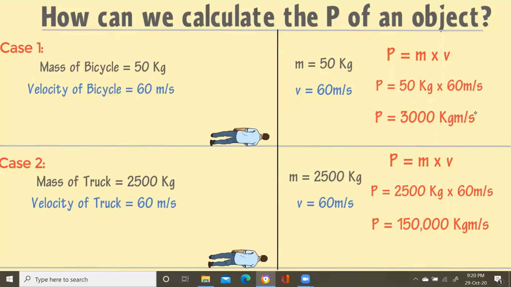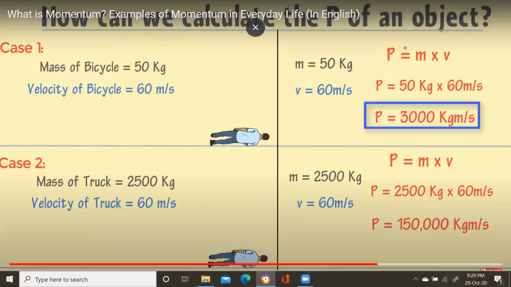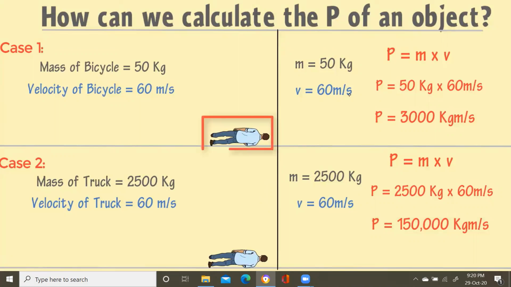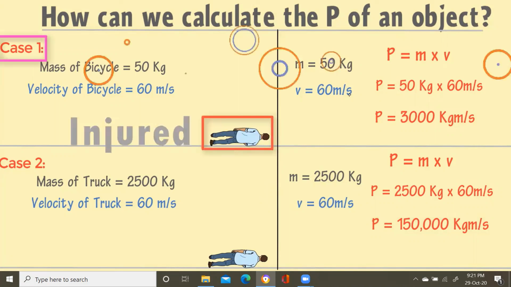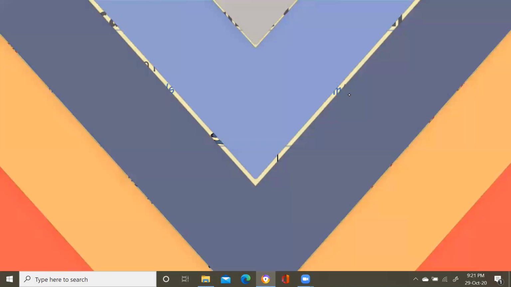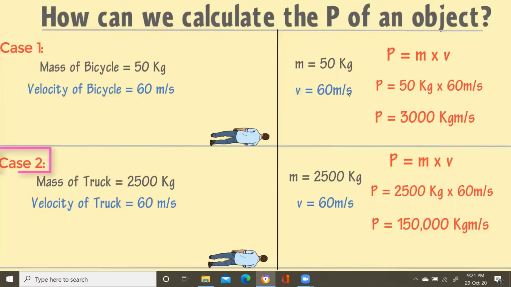This shows that the momentum of the bicycle is smaller than the momentum of the truck. Therefore, the person is merely injured in case 1 when hit by the bicycle, while in case 2, the person got serious injuries or is dead when hit by the truck.